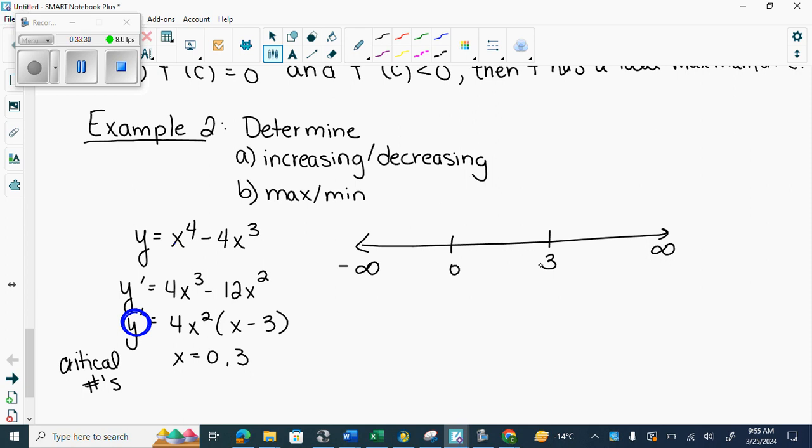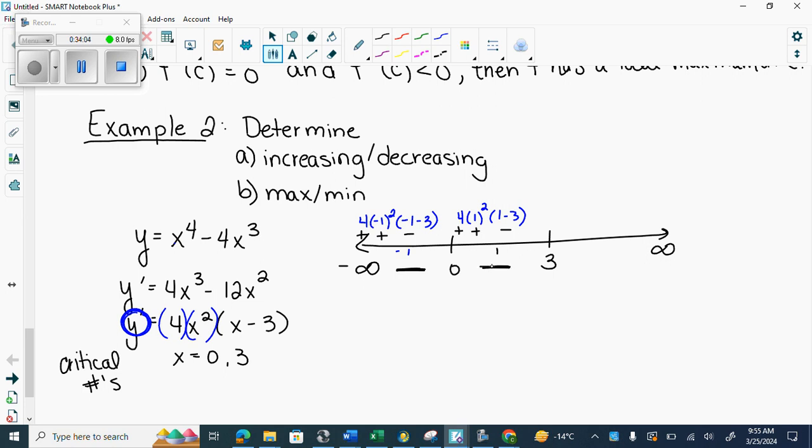And then we have to plug back into this, which I bracket a whole bunch of times. So I'm going to plug in negative 1. So I'm going to get 4 times negative 1 squared, and then negative 1 minus 3. So I get a positive, a negative, which gets me a big old negative. Then I'm going to plug in positive 1. So I get 4 times 1 squared, and then 1 minus 3. So I get a positive and a negative.